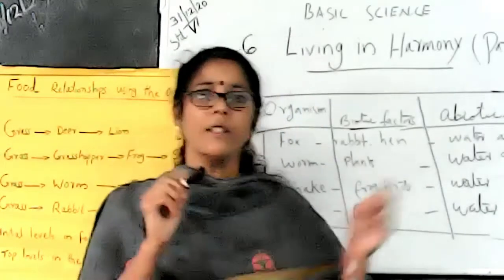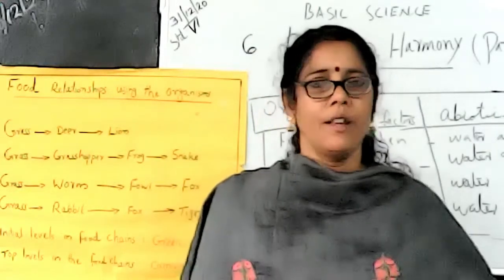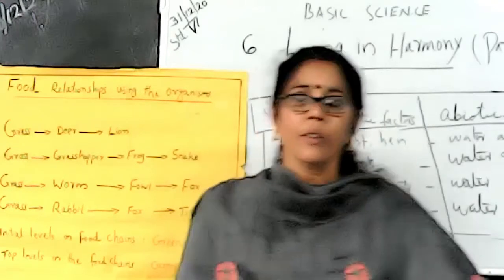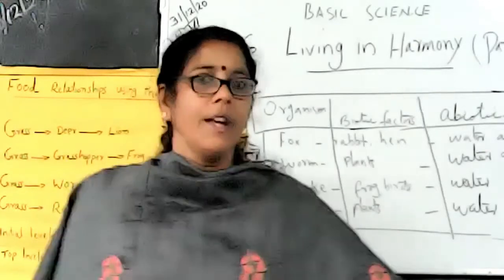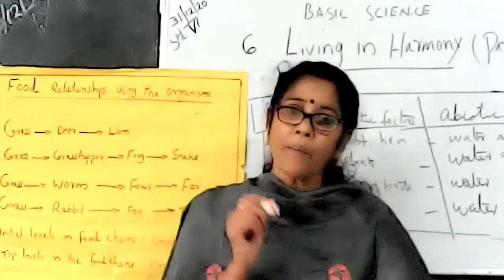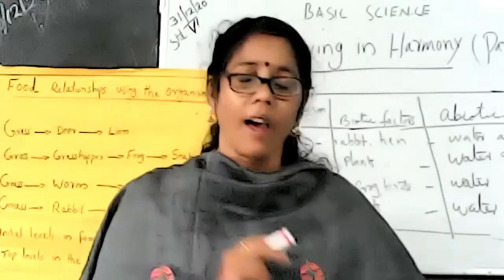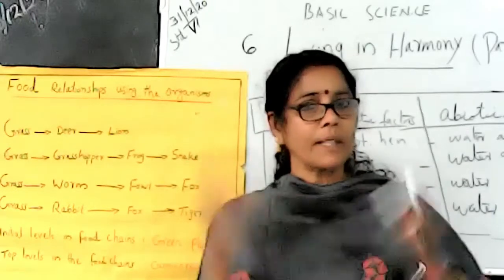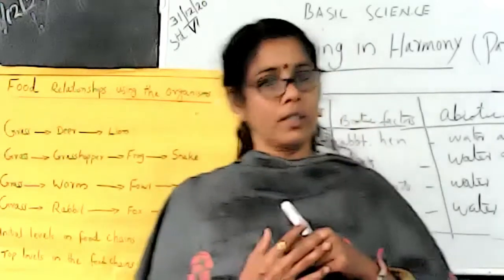What is meant by habitat? A natural surrounding in which an organism lives is called the habitat. Another term is ecosystem. What is meant by ecosystem? The biotic and abiotic factors in the surroundings and their mutual relationship together form an ecosystem.